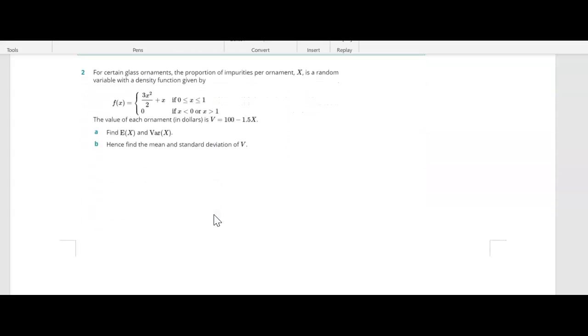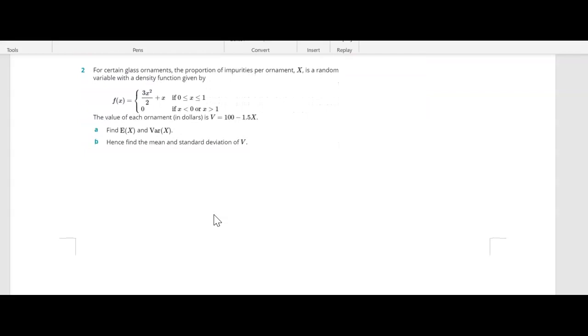All right, let's move on to some questions. So for question 2, for certain glass ornaments, the proportion of impurities per ornament is a random variable with a density function given by, so we've got this function here, 3x squared over 2 plus x between 0 and 1. So the value of each ornament in dollars is V equals 100 minus 1.5x. So that's the value of each ornament. Find EX, your expected value, and the variance of X.